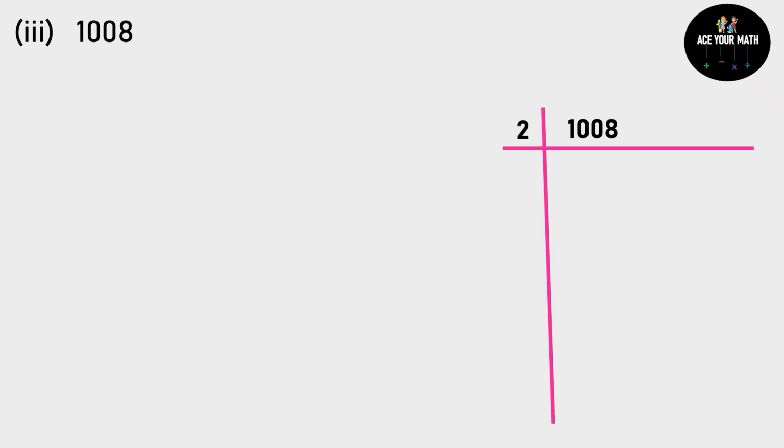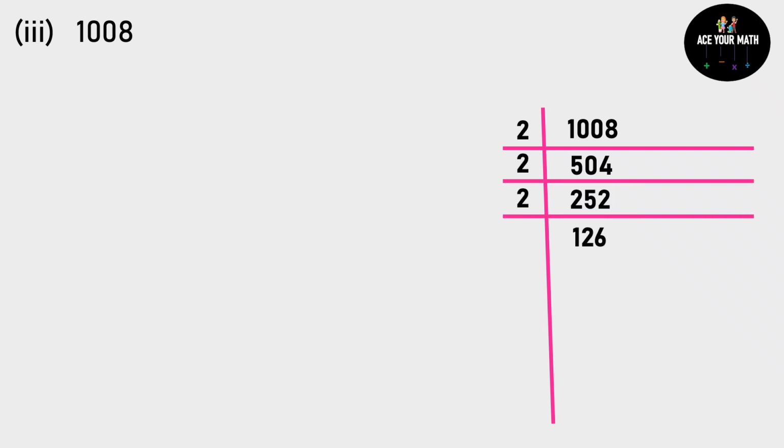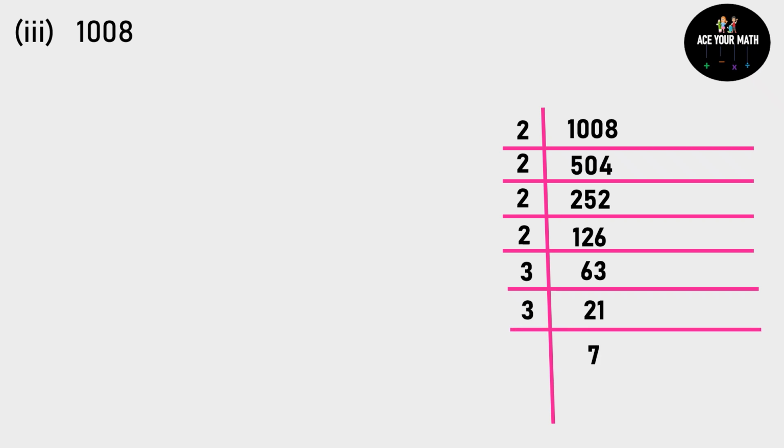The next number given is 1008. Again, we'll follow the same steps. We'll start by finding its prime factors. So let's start with 2. Now when you divide 1008 by 2, you get 504. Again, divide it by 2, you get 252. 252 is divisible by 2, you get 126. 126 on dividing by 2, you get 63. 63, if you divide by 3, you get 21. Now 21 is divisible by 3, you get 7. 7 divided by 7, you get 1 as the answer at the end.